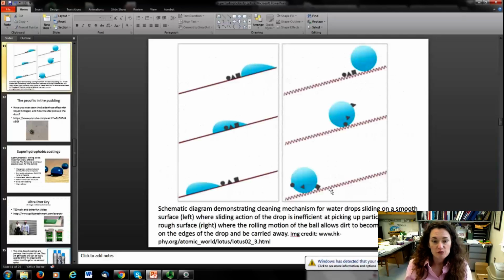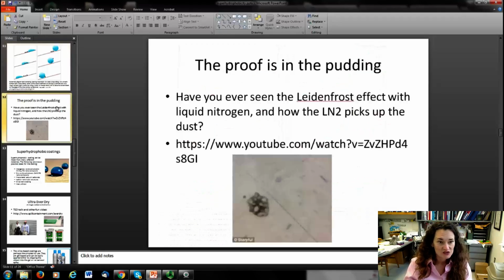And here's a little schematic diagram that illustrates that concept. It shows the cleaning mechanism for a water drop sliding on a smooth surface at left, where the sliding action of the drop is inefficient at picking up particles, and on a rough surface on the right, where the rolling motion of the ball actually allows dirt to become concentrated on the edges of the drop and then get carried away more efficiently.